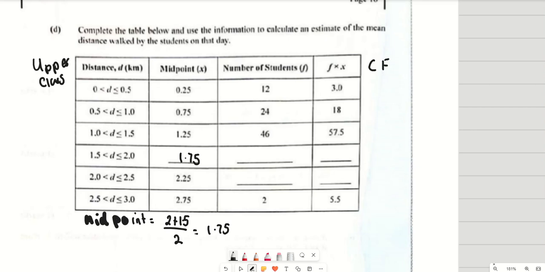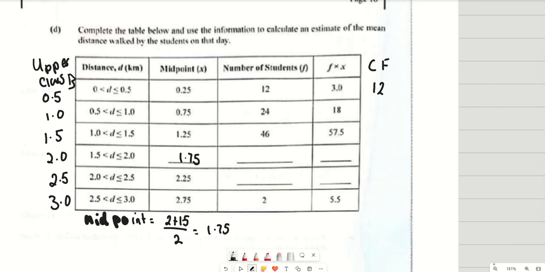Your upper class boundary is your largest value in that boundary. So in this case, it's 0.5, 1.0, 1.5, 2.0, 2.5, and 3.0. Right? That's your upper class boundary. So your cumulative frequency at 0.5, what is it? It is actually 12.